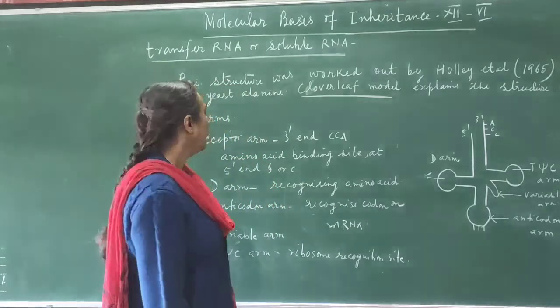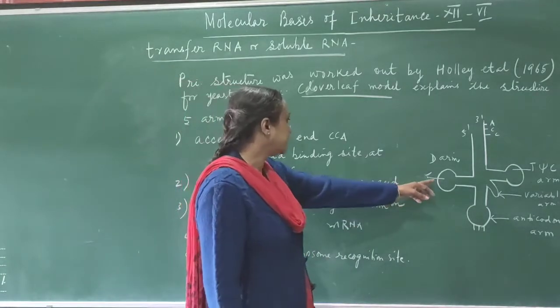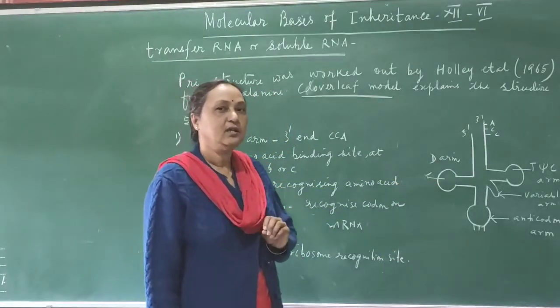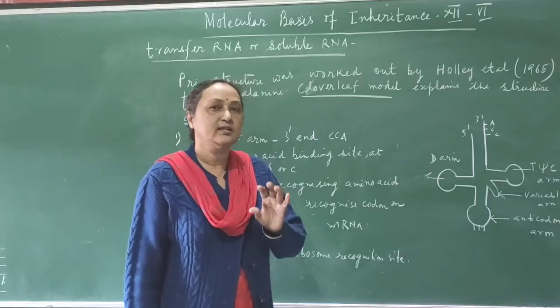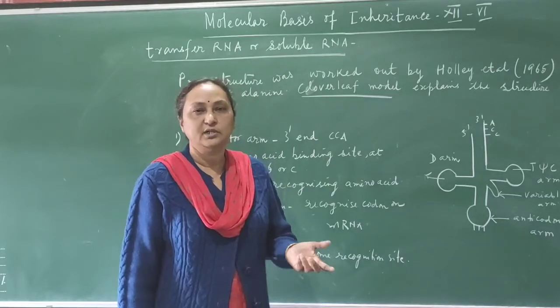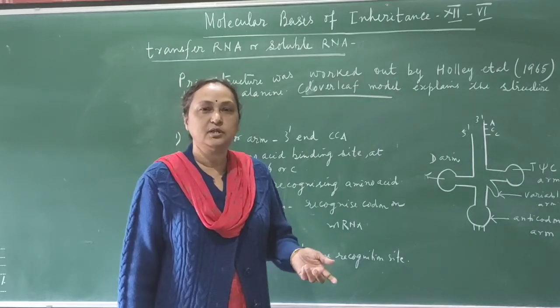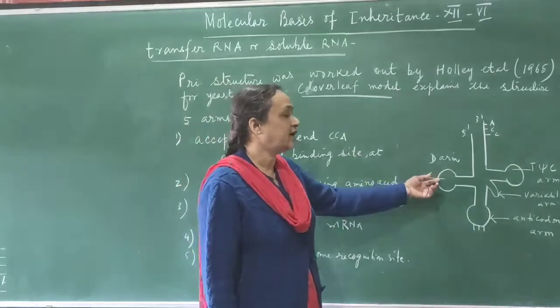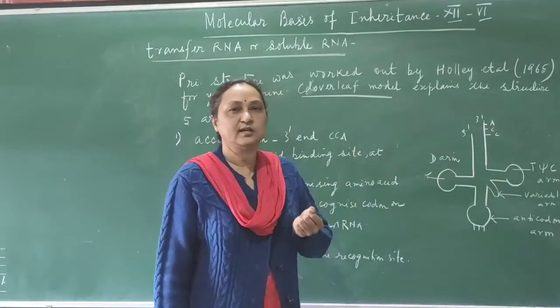ठीक है. Now the second arm is called the D arm. इसका काम क्या है? यह अमीनो एसिड को रिकॉग्नाइज करता है, क्योंकि साइटोप्लाज्म में बहुत सारे बायोमोलिक्यूल्स रहेंगे. अमीनो एसिड रहेंगे, कार्बोहाइड्रेट रहेंगे, प्रोटीन रहेंगे और दूसरे तरह के बायोमोलिक्यूल्स रहेंगे. तो इसका फंक्शन है कि ये अमीनो एसिड को पहचान रहा है, रिकॉग्नाइज कर रहा है.